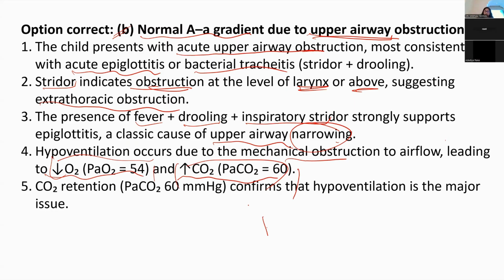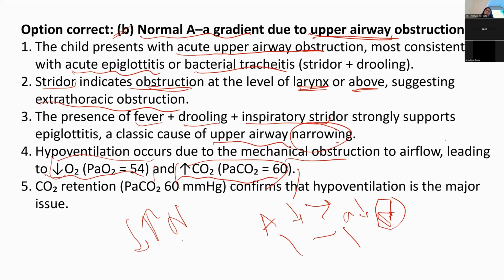Hypoxia with hypercapnia is happening because there is obstruction. So alveolar PaO2 is also low and arterial PaO2 is also low. So the gradient remains normal. The A minus a, both are dropping. So the A minus a values remain normal. So what are we dealing with here? Hypoxia, hypercapnia with a normal AA gradient is what? Another type 2 respiratory failure case.